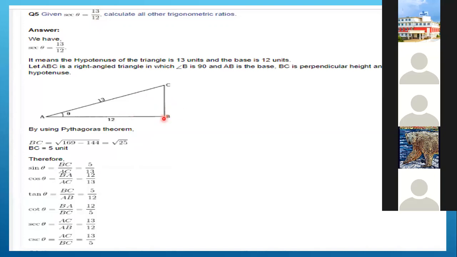Find out the next value, children. Here, angle B is a right angle. So 13 square minus 12 square is root 25. BC value is 5. They're asking us to find all the trigonometric ratios. I'll give you 2 minutes. Hypotenuse is 13, adjacent is 12, and opposite is 5. Write down, children. So find all the trigonometric ratios: sine, cos, tan, cot, cosecant. They gave secant, and you need to find the remaining 5.